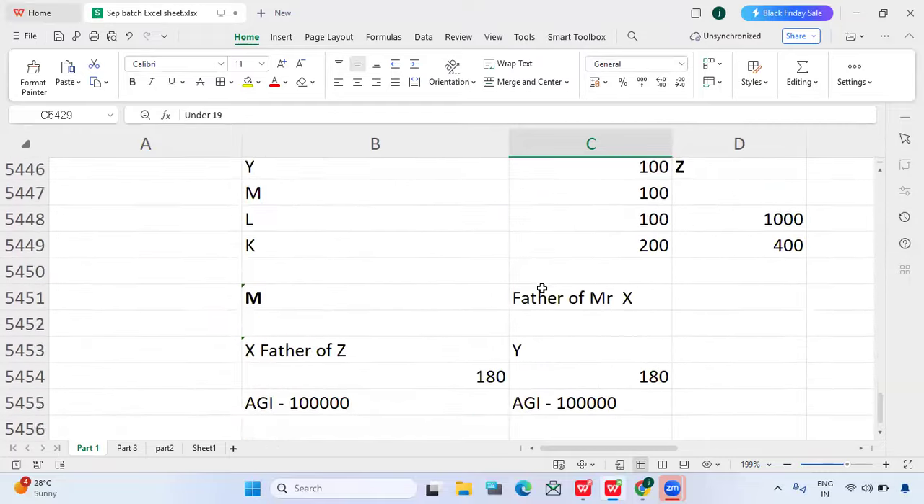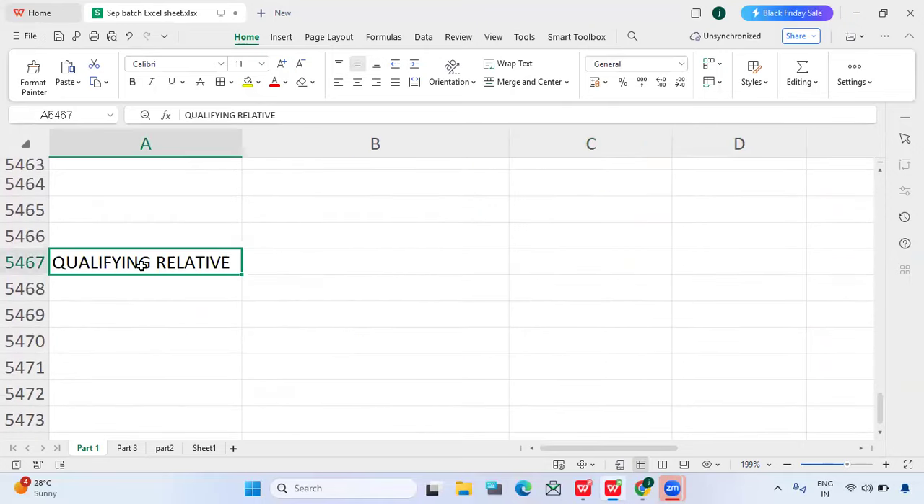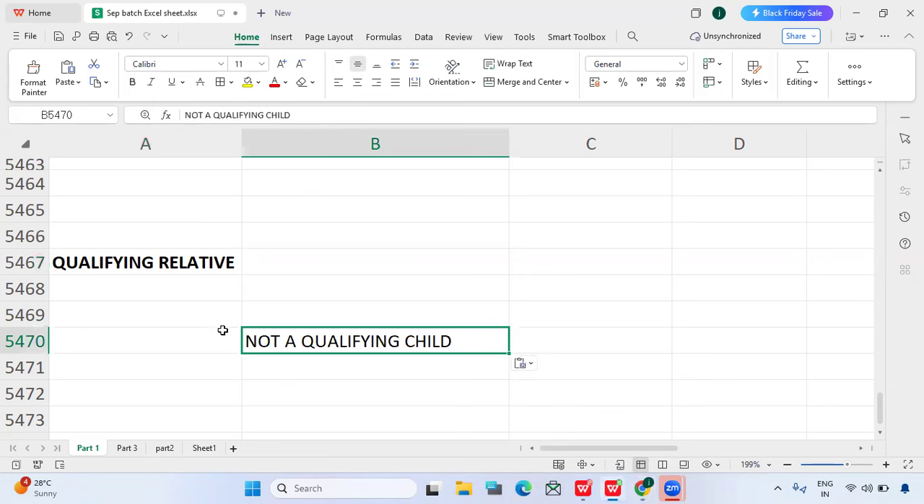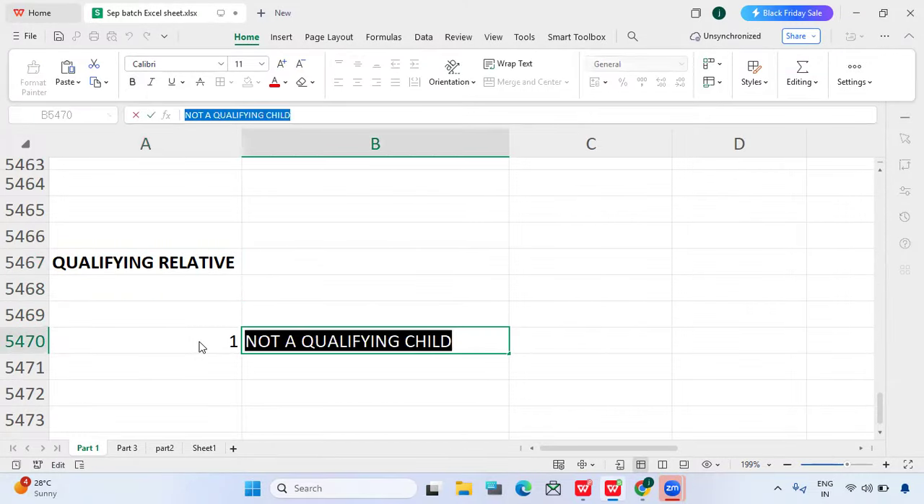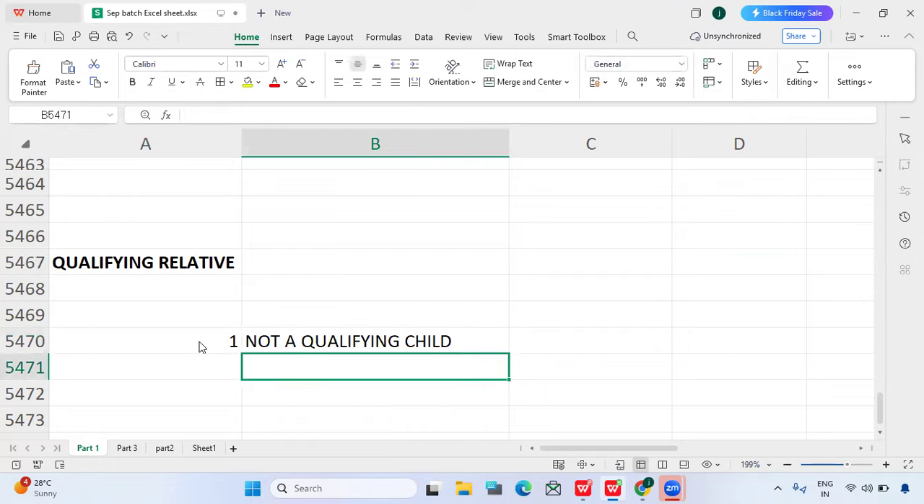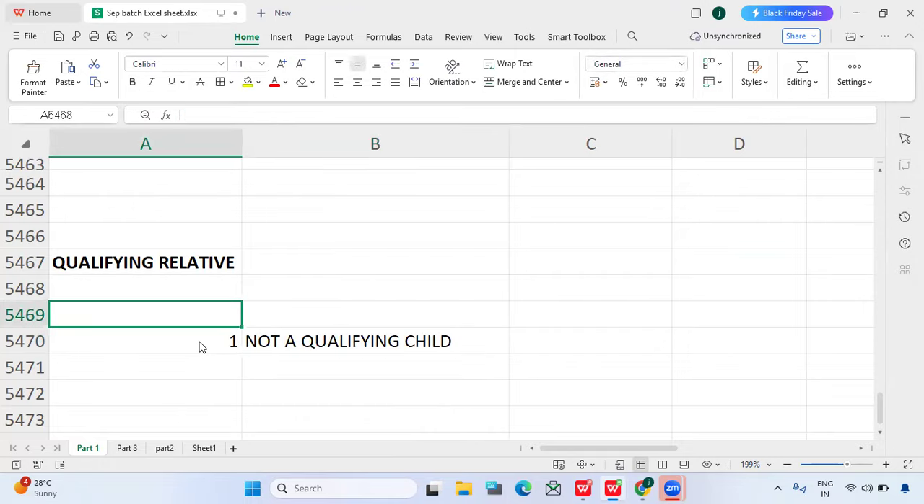Thank you, Jay. Yeah, and also qualifying relative. We have seen qualifying children and qualifying relative. The first important test is that the person should not be a qualifying child. Because if the person is a qualifying child, then why would we come to qualifying relative? So first we will check whether the dependent meets the qualifying children rule or not. If not, then go with the qualifying relative. So the first important point: he should not be a qualifying child, because if he is, then we need not come here, right?